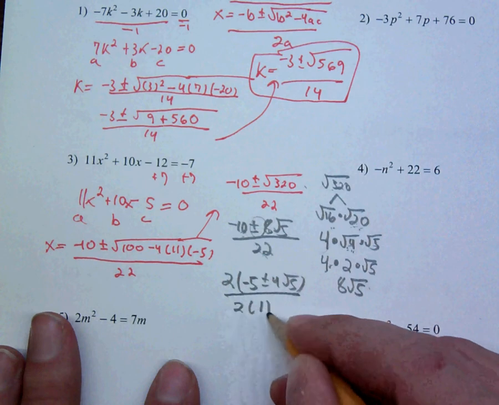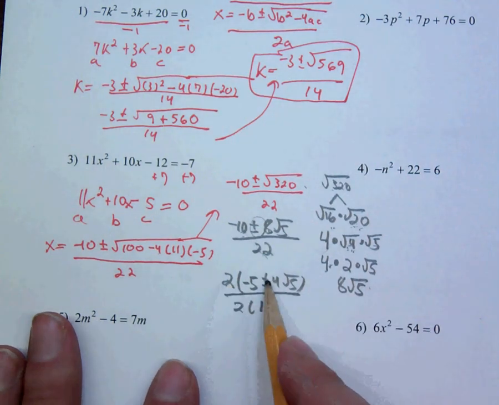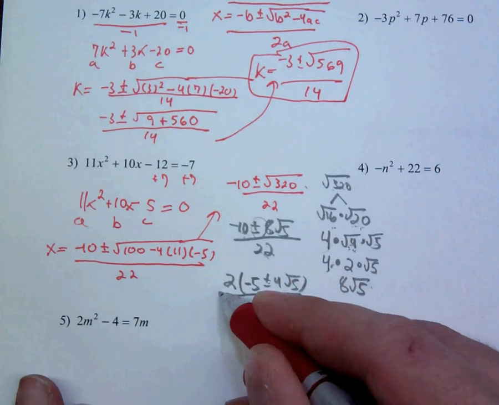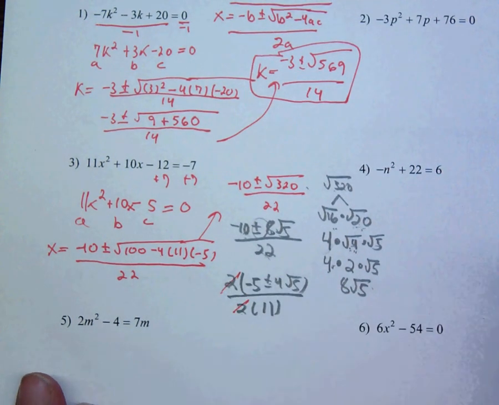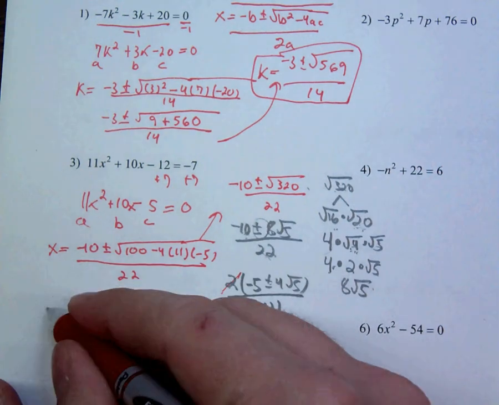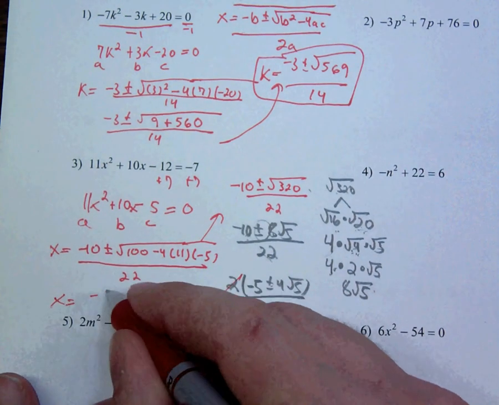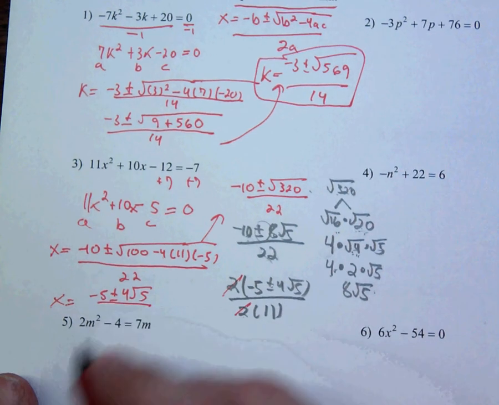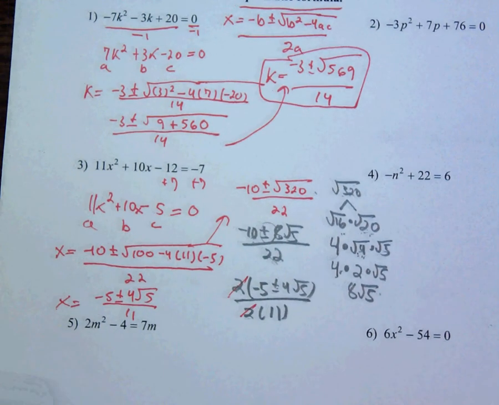all over 2 times 11. And because 2 is both multiplying and dividing, and it's a common factor, I can divide both the numerator and the denominator by 2. And my answer will be that x equals negative 5 plus or minus 4 square root of 5 all over 11. So that is my simplified form.